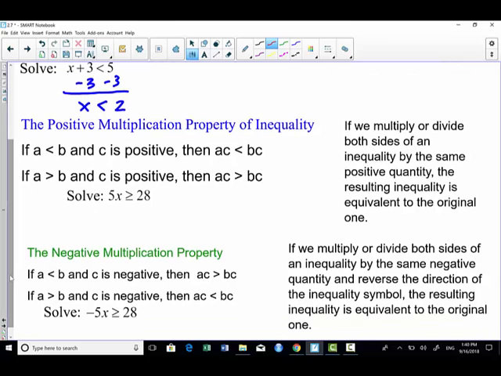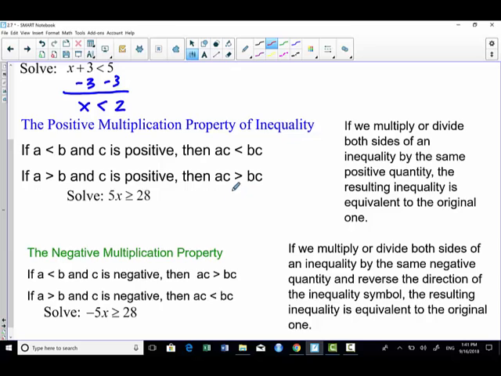For the multiplication property, however, you gotta be careful. If you multiply a positive number on both sides of inequality, you will still have equivalent inequality. But if you multiply a negative number on both sides, you have to reverse the symbol in order to get equivalent inequality. The reason of that is quite simple. Let me give you a simple illustration of this property.